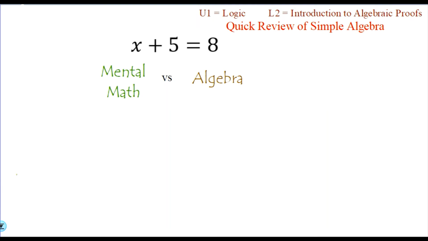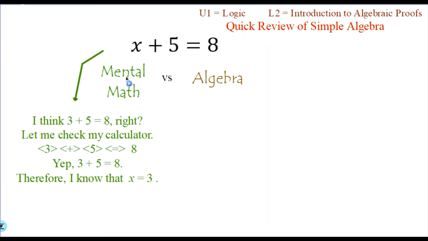And just a quick note here about mental math versus algebra. Take this, x plus 5 equals 8. Most of you know the answer is 3, right? 3 plus 5 equals 8. The way you're doing that is you're using mental math. You say 3 plus 5 is 8, right? And if you need to check your calculator, you can enter 3 plus 5 equals, and it'll tell you the answer is 8.